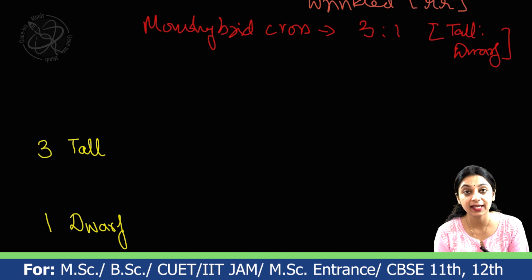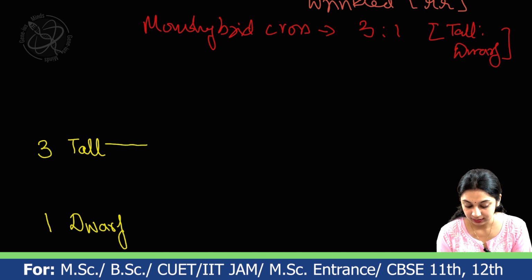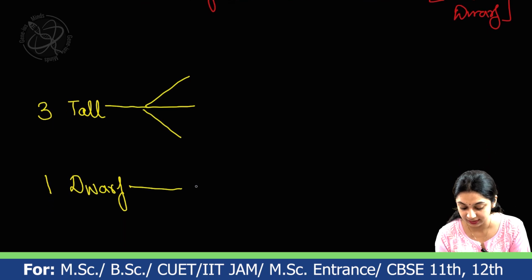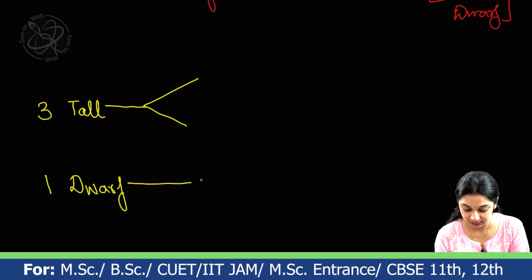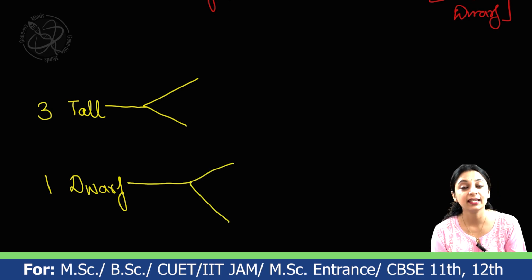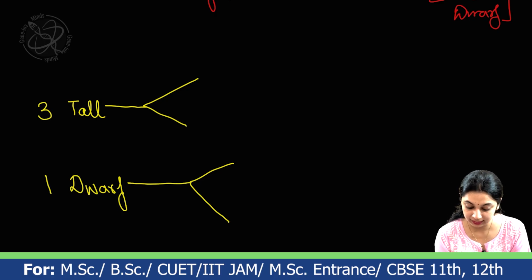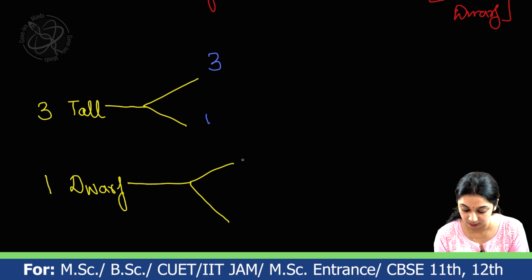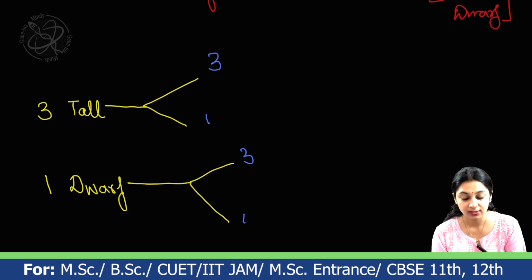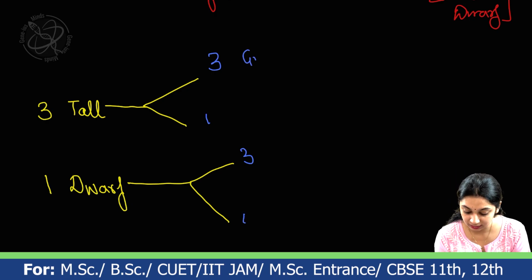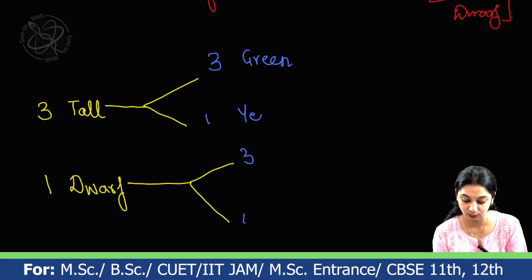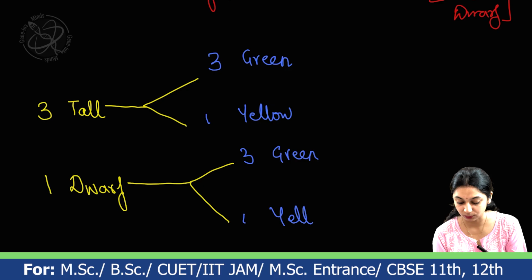Now you are going to extend this cross. You are going to make the shape of a fork. That's why this method is known as the fork line method. So just extend in a fork shape. The next character we have taken is pod color. Again you need to write 3, 1 because the ratio is 3:1. 3 are green, 1 is yellow, the recessive one.